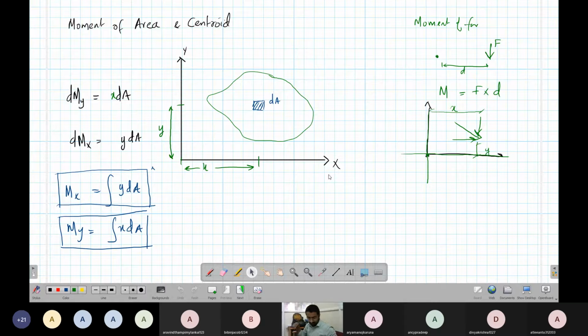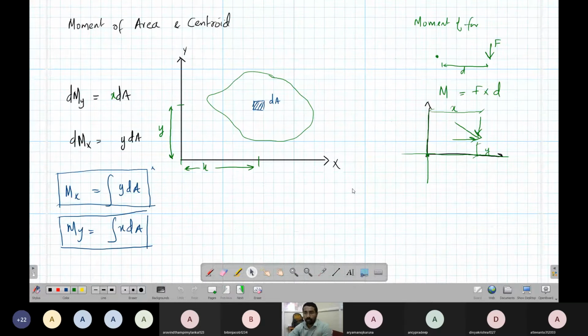So the centroid is basically a point at which you can assume the entire area of the shape to be concentrated, provided the first moment of area with respect to any axis is the same as that of the actual body. So basically, I'll explain it again.